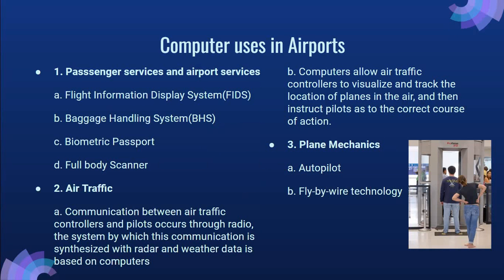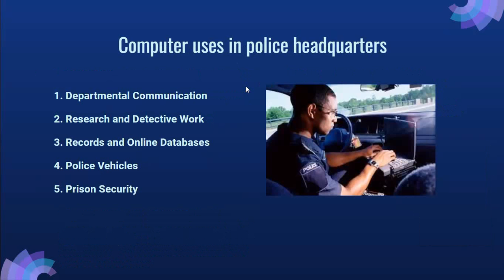2. Air traffic. A. Communication between air traffic controller and pilot occurs through radio. The system by which this communication is synthesized with data and weather data is based on computers. B. Computers allow air traffic controllers to visualize and track the location of planes in the air and then instruct pilots as to the correct course of action. Next, 3. Aircraft mechanics. A. Autopilot and B. Fly-by-wire technology. The next slide.